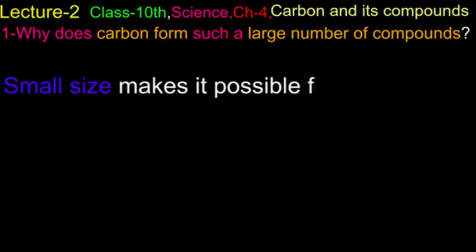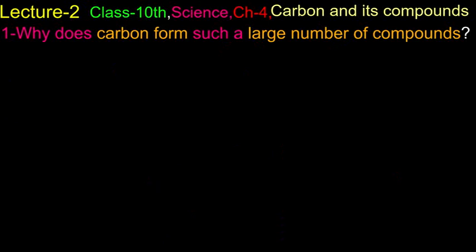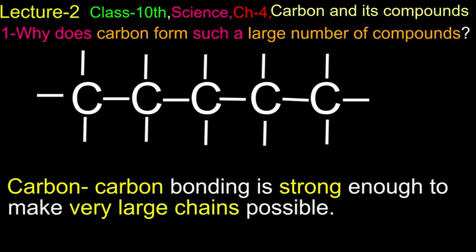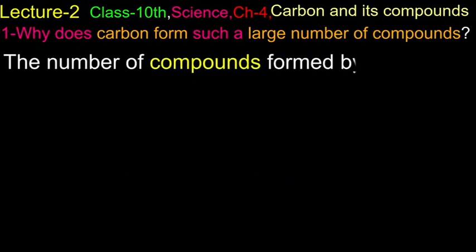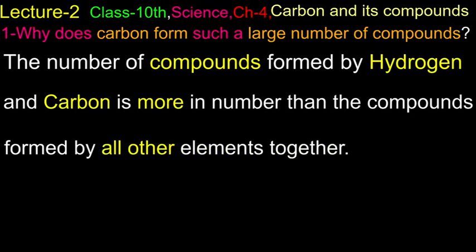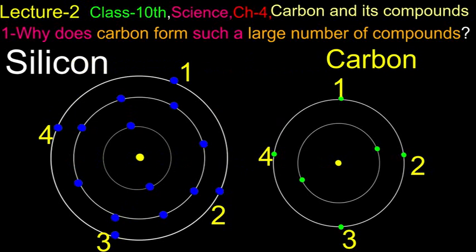Small size makes it possible for the positive nucleus to hold negatively charged electrons strongly. Carbon-carbon bonding is strong enough to make very large chains possible. That is why carbon shows catenation more than any other element. The number of compounds formed by hydrogen and carbon is more in number than the compounds formed by all other elements together. Carbon can form double and triple bonds also. Next element after carbon that has 4 electrons in the valence cell is silicon. Silicon also shows catenation, but not to the extent of carbon because of its larger size.